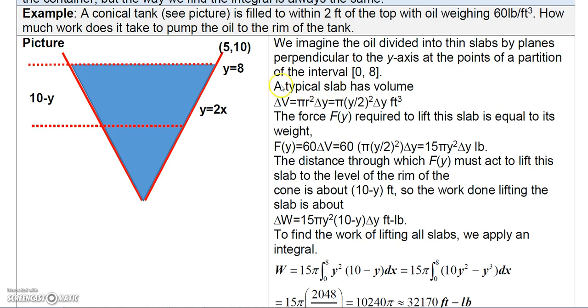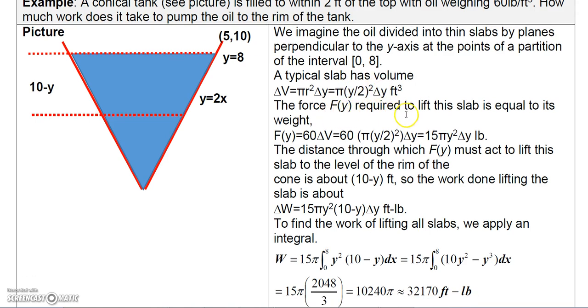Now a typical slab here, since this is a circular region, would be pi r squared times the height of the slab, which we'll call delta y. Since the radius of the slab is represented by y over 2, see the x value would be y over 2, from here to here would be y over 2. So the radius of the slab would be y over 2, so we square that and we get pi times (y over 2) squared times the height of the slab.